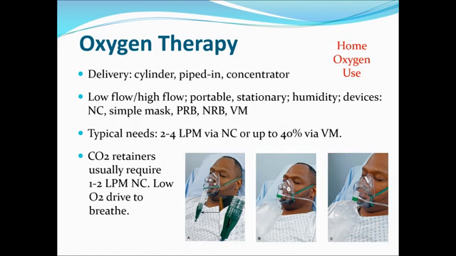So with oxygen therapy delivery, there's many different ways you can do this. It can be piped in, similar to what you see in the hospital settings where you have the flow meter on the wall. It can be an oxygen cylinder, a portable cylinder, which is what we use if we're transporting the patient. Home oxygen, they generally use what they call oxygen concentrators. That's a machine that actually helps pull in oxygen from the air, helps concentrate it, and then is able to deliver it to the patient. You can have low flow oxygen, high flow oxygen, again, portable, stationary.